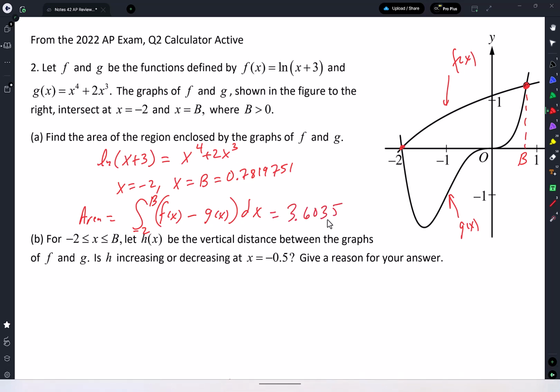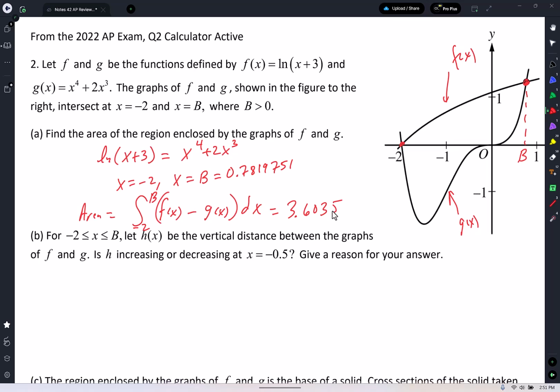3.6035. You can round it because of that 5. You can round to 4 if you want. I just like to put digits. How many digits after the decimal minimum? At least 3. Okay. Next one.